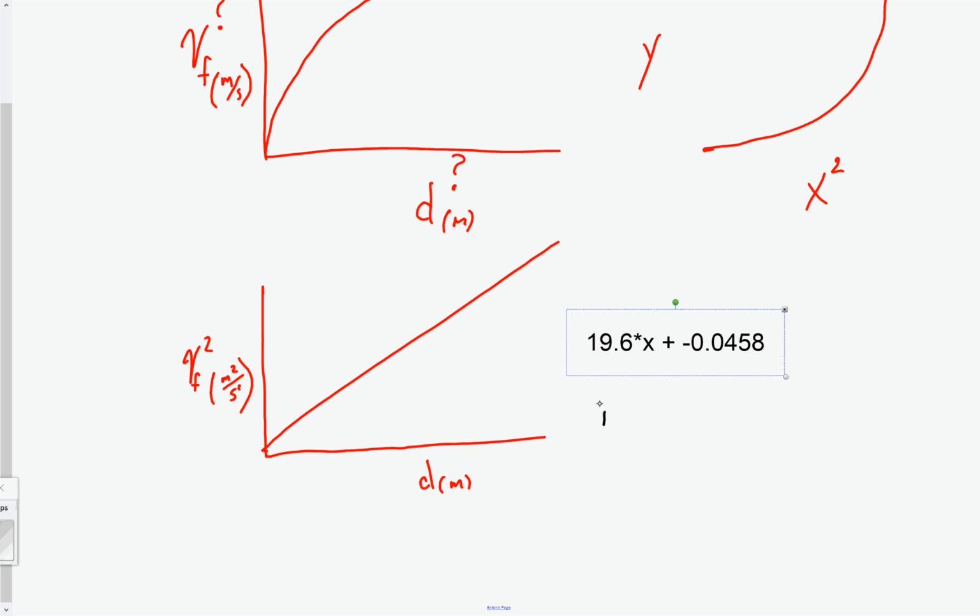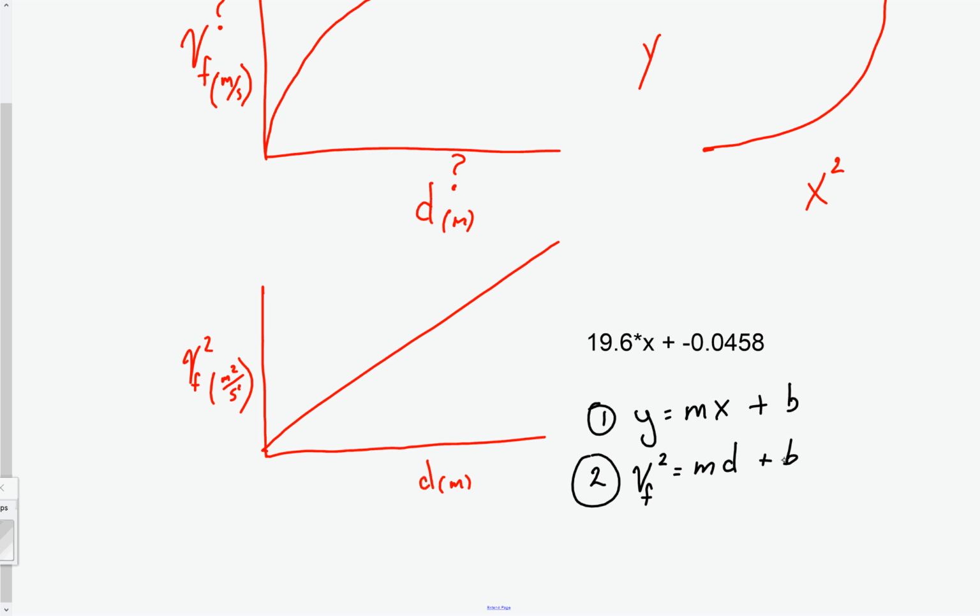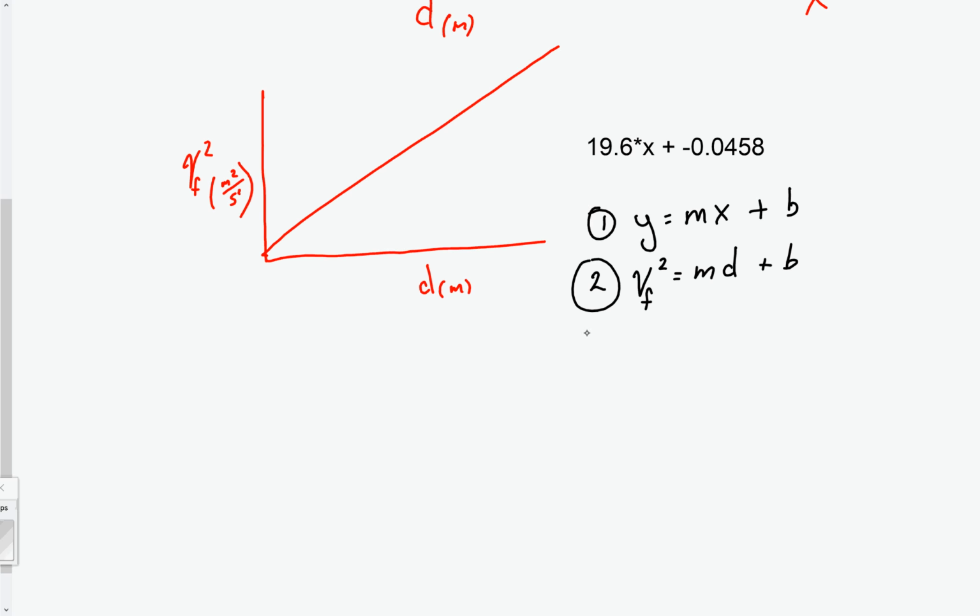So step number one, y is equal to mx plus b. Step number two, replace y and x with your variables. So for me, it's velocity final square equals m times distance plus b. You could have also used p for position. Let's give myself a little bit more room. And for step three, substitute in velocity final square equals your slope and units. Do not forget the units.